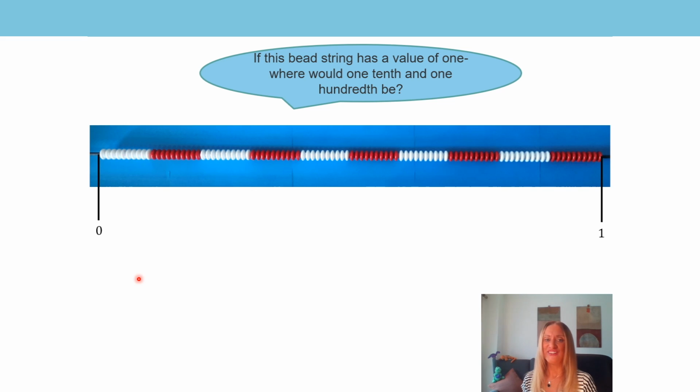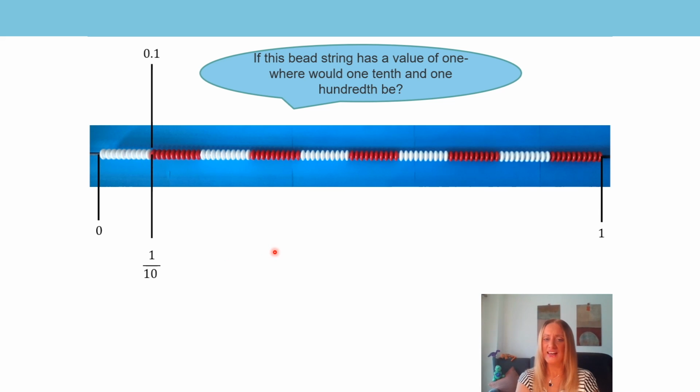How did you get on? Where did you put 1/10? Put your finger where you would put 1/10. Have you got your fingers ready? Did you put 1/10 here? Well done if you did. Why did you put it there? Did you write it as a decimal or a fraction? You could write it as either, can't you?